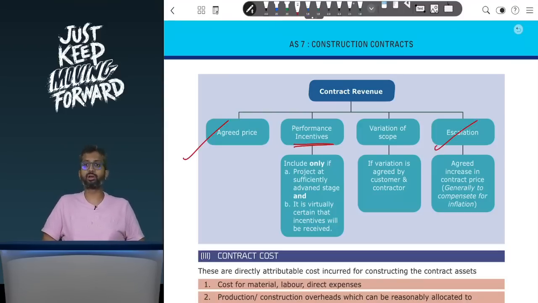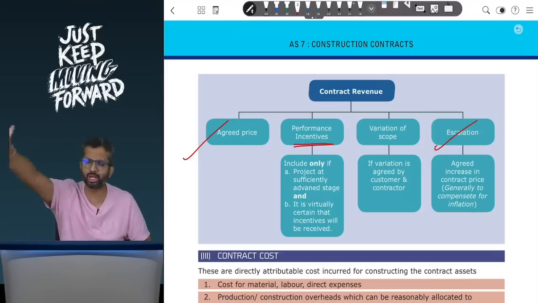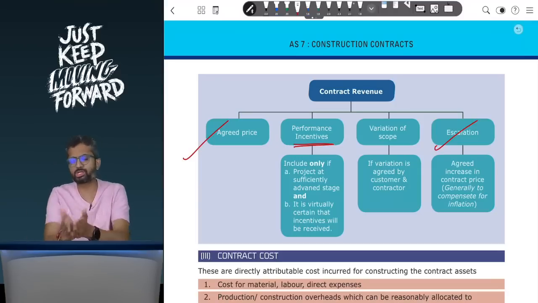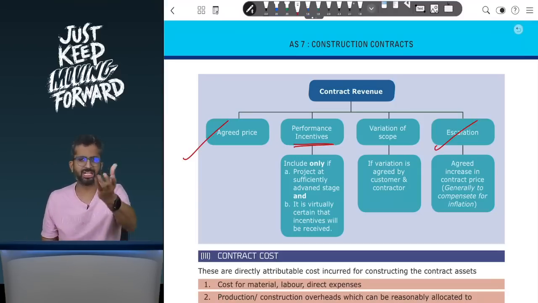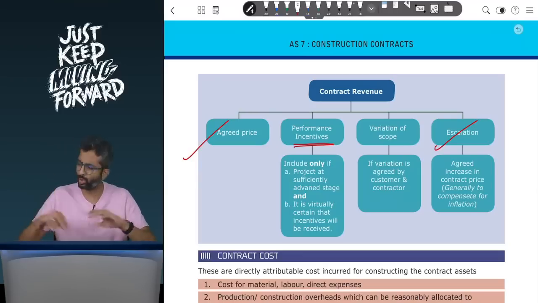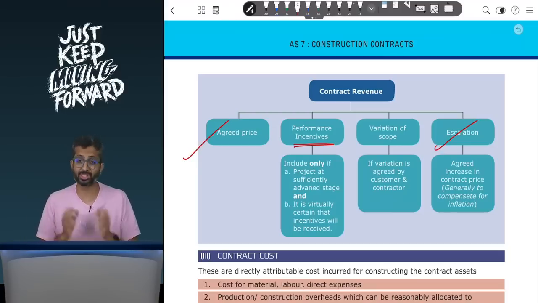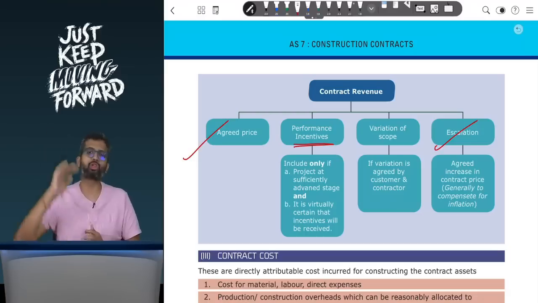However, you cannot recognize a bonus till the time you have actually completed the bridge, and hence the standard says till the time it is virtually certain that you will receive the bonus, that is, the project is at a sufficiently advanced stage that you are almost there, the project is 95% complete, and that is hardly 3.5 years, so you will almost certainly get the bonus. Before that, you will not record this performance incentive. So if performance incentives are given, you will ignore them till the time you actually complete the contract.